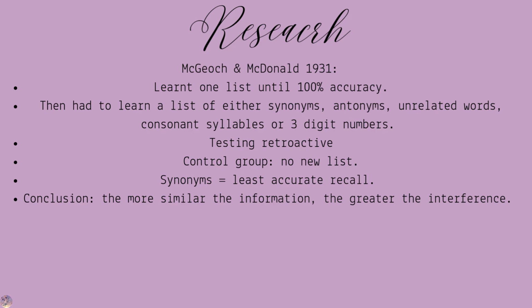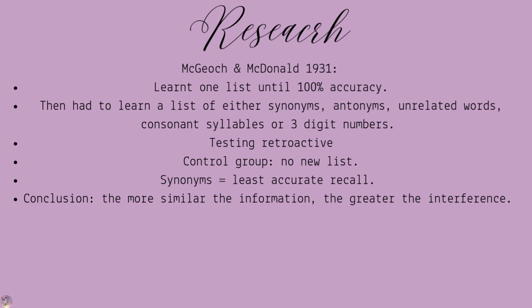And essentially, what this is doing is it's testing their retroactive memory. So they're testing to see whether learning the new list has affected their memory of learning the old one, even though they learned the first list till 100% accuracy. They also had a control group which learned no new list, so they just learned the one first list and that was it.